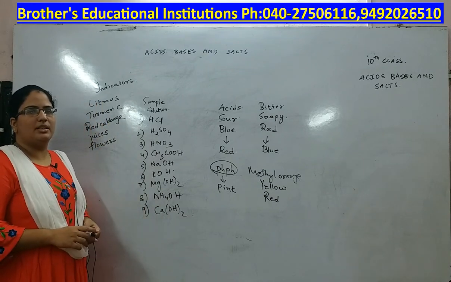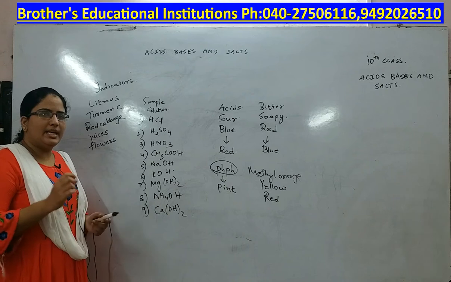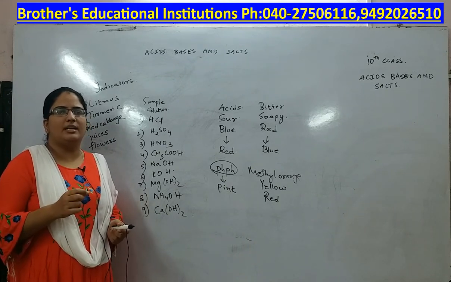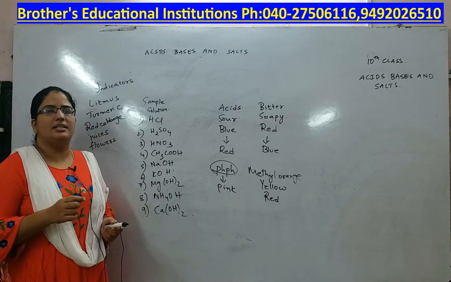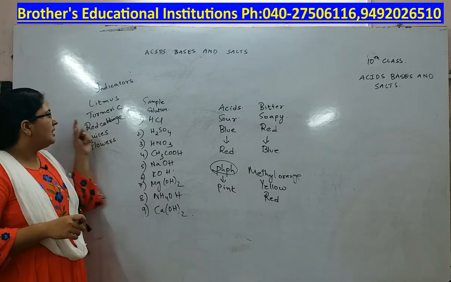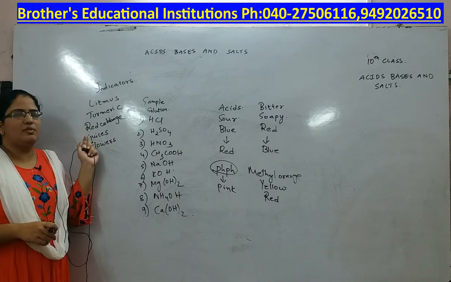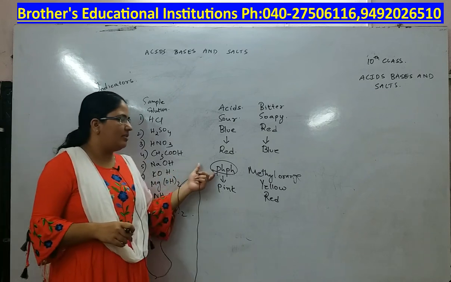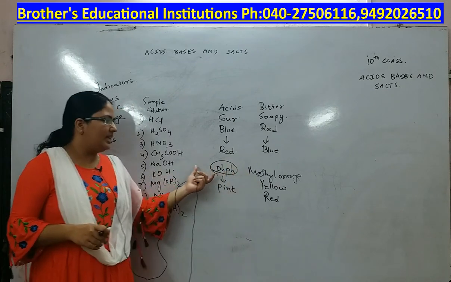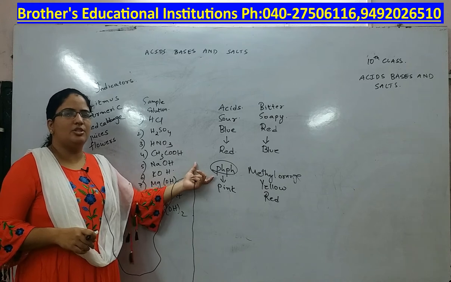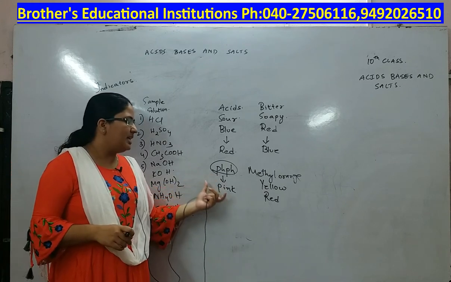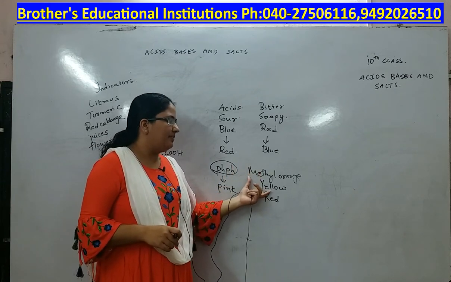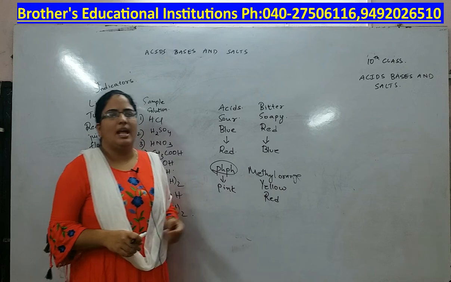Hope you understood the definition of indicator. Indicators are those materials which show some color change when acid or bases are added to them. They themselves are weak acids or weak bases. Litmus, turmeric, red cabbage, juices of certain flowers are all natural indicators. Artificial indicators are phenolphthalein and methyl orange. Phenolphthalein doesn't show any color change for acids, but it turns pink for bases. Methyl orange turns yellow for bases and red for acids.